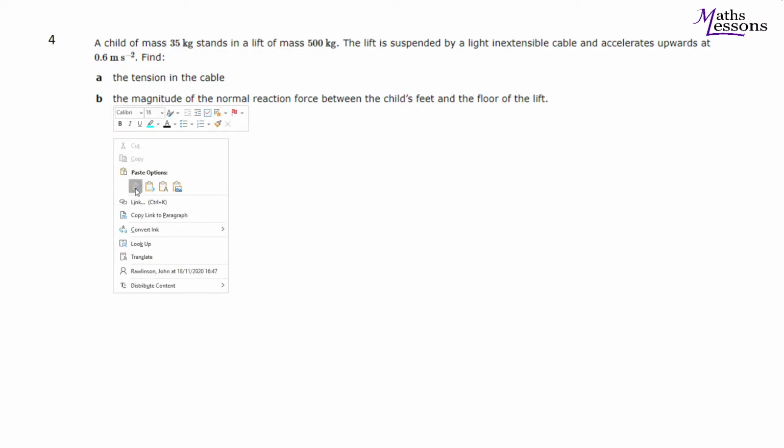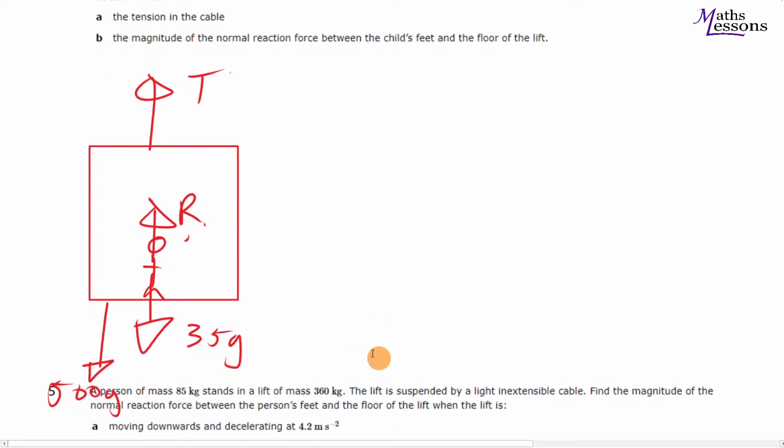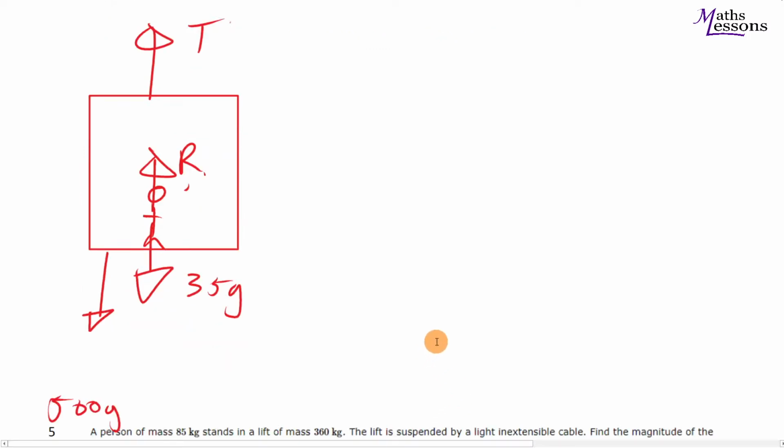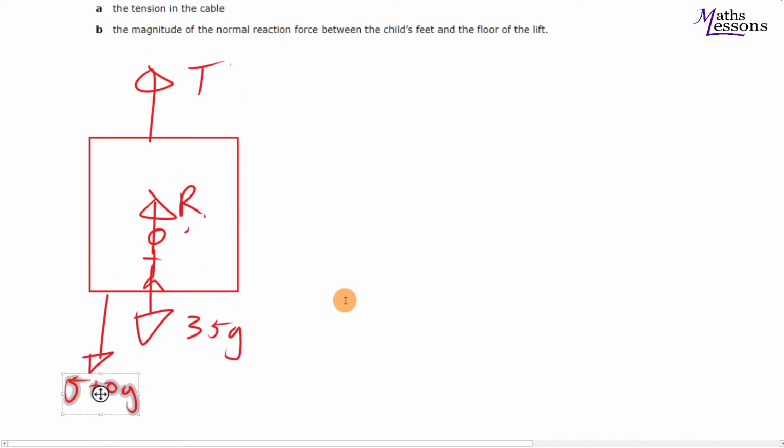So let's draw a diagram. So here's our diagram, and unfortunately, I didn't leave myself enough space, made it too big. Okay, so we've got the 500g here. Grab that and bring it back up here. So we've got the person, they've got a normal reaction with the floor, they have a weight of 35g, and the weight of the lift is 500g, and a tension acting up here.